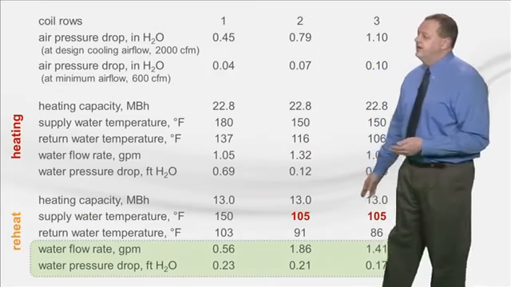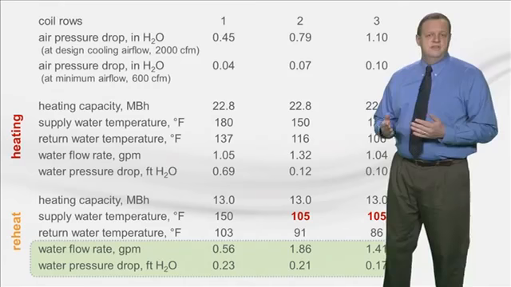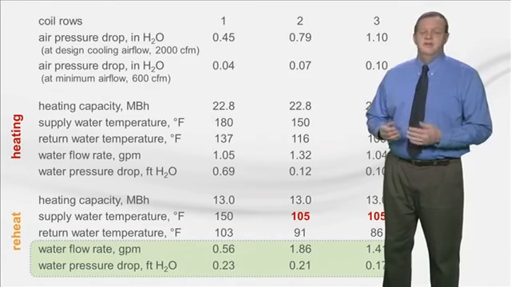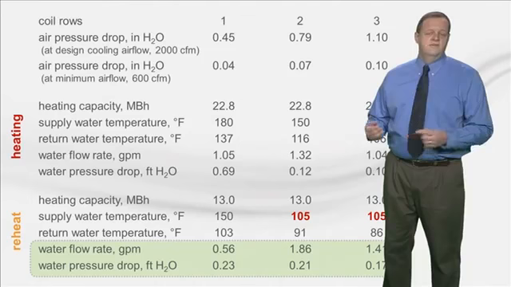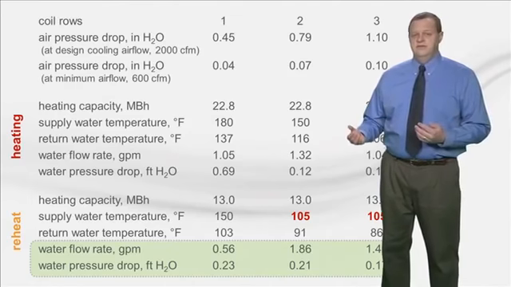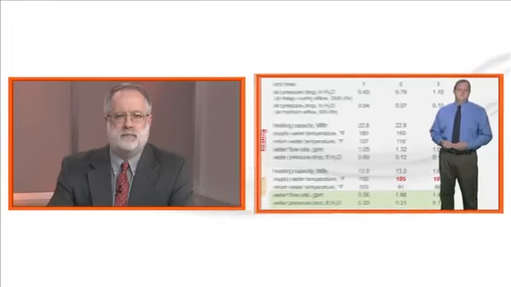Both the flow rates and water pressure drops are certainly impacted by the additional rows and the lower supply water temperature. So there's a little balance to be done in the design to ensure that the energy benefit of the condensing boiler and the chiller heat recovery outweigh any impact on fan and pumping energy.